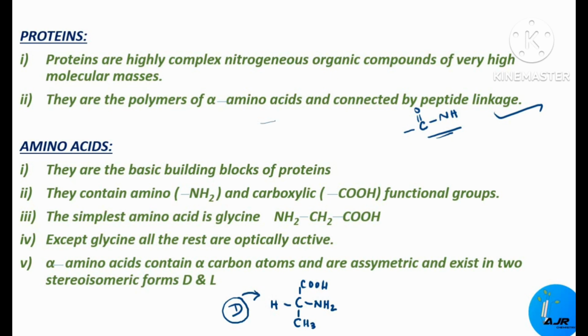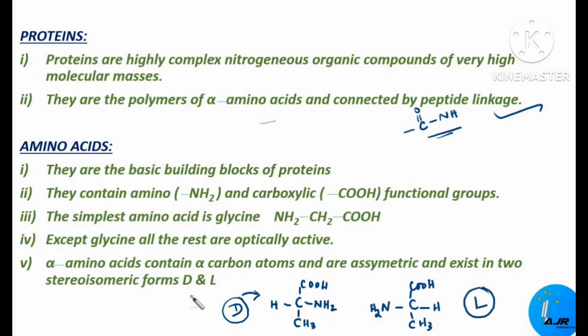In L-alanine, this NH2 group which is present on the right hand side will be seen on the left hand side. Can you understand? That's the difference. So here we could see the NH2 group, here H, this side COOH and CH3. So this is the L form of alanine.